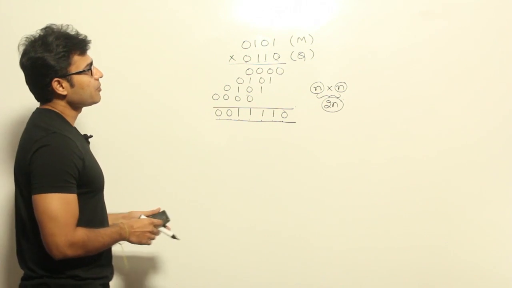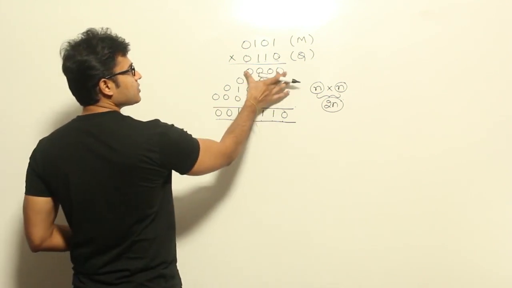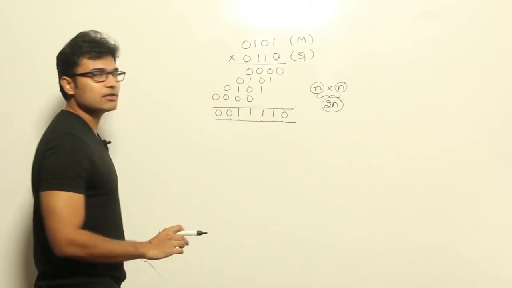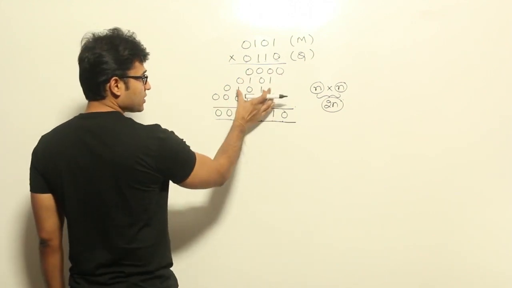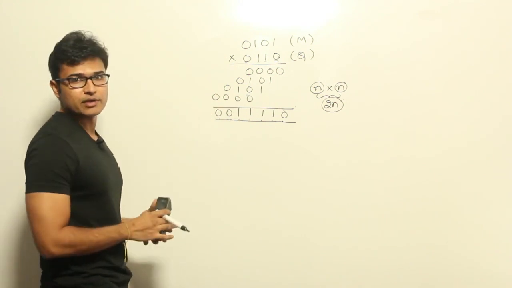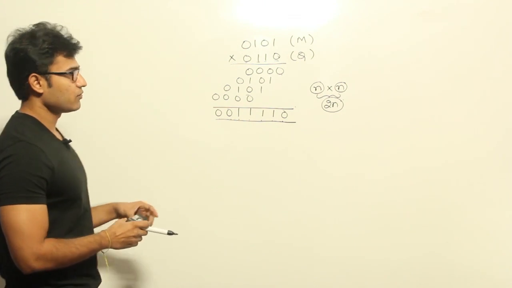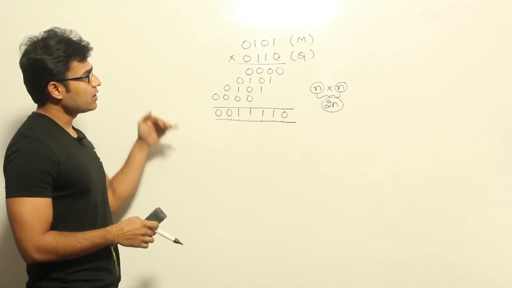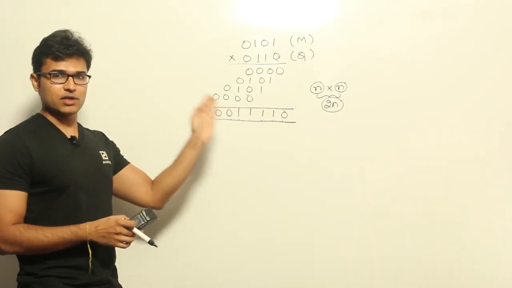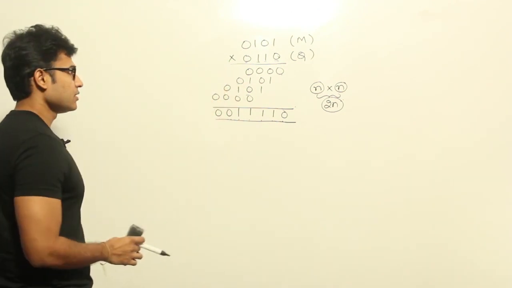Now how to implement it in a computer? One simple method is that for every partial sum you can have a register. So you are going to have 4 registers, and you add all those 4 registers to get the result. That is one method. The other method, if you want to improvise it, is that instead of using 4 different registers, you can have only one register, and on that register you can do addition and shift. That way you can implement it. Let's see that method now.